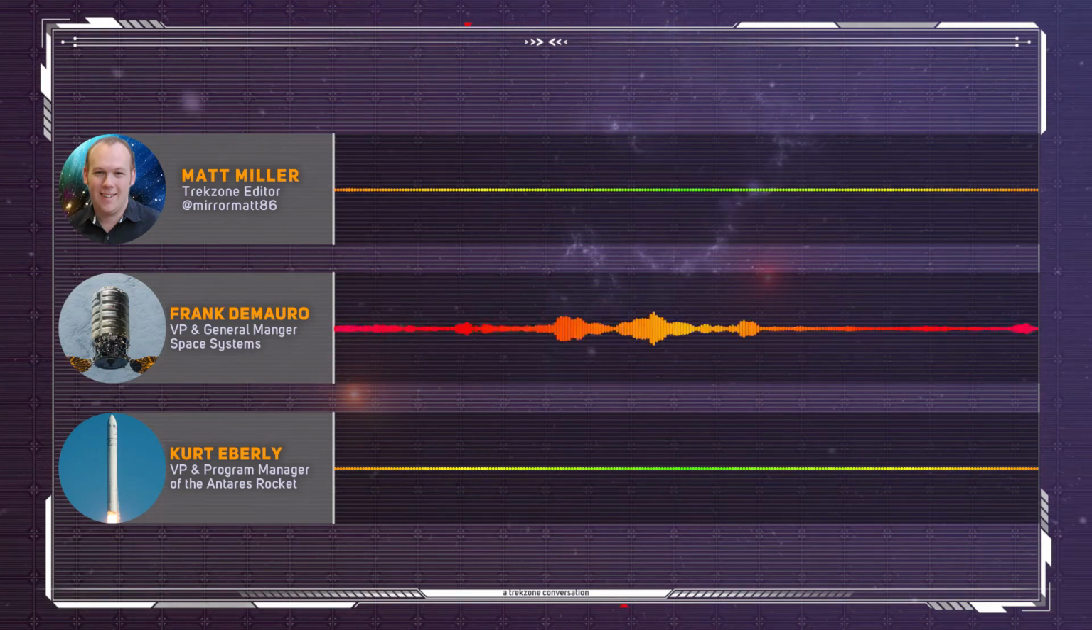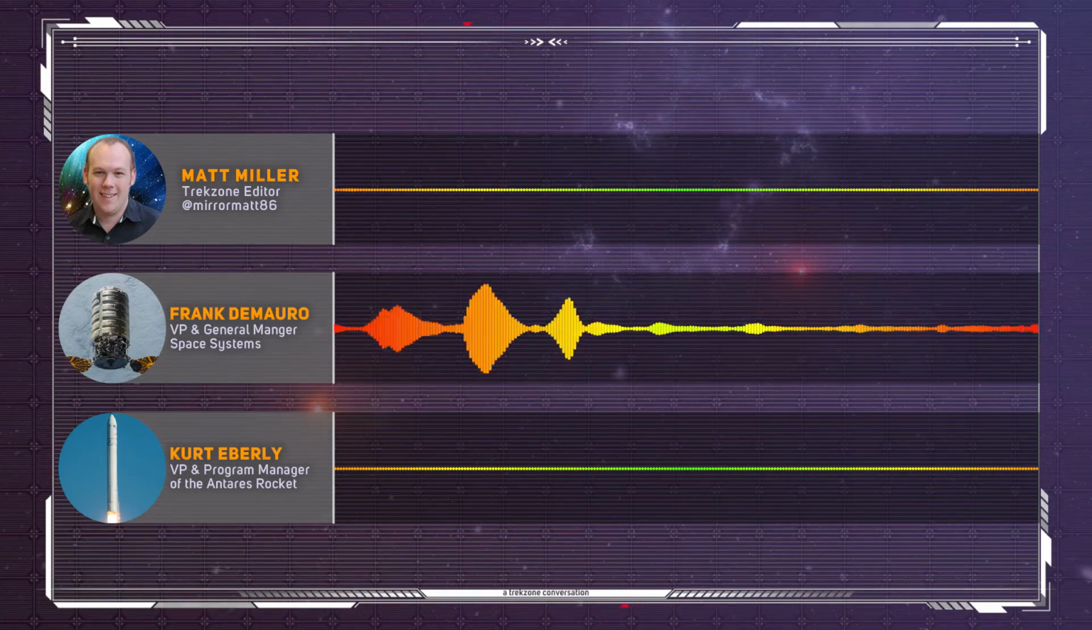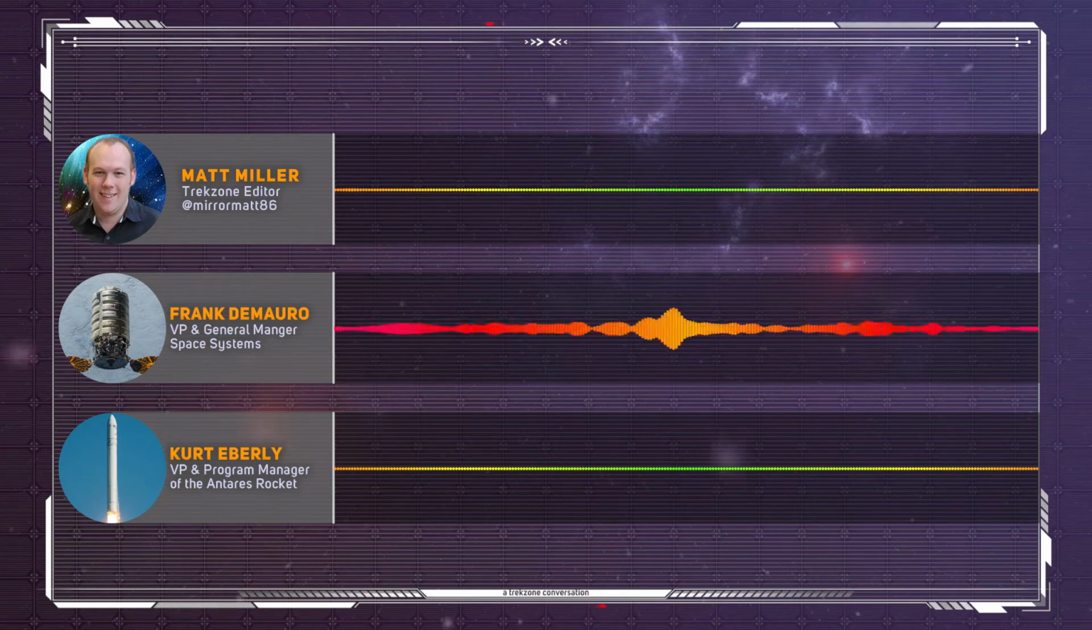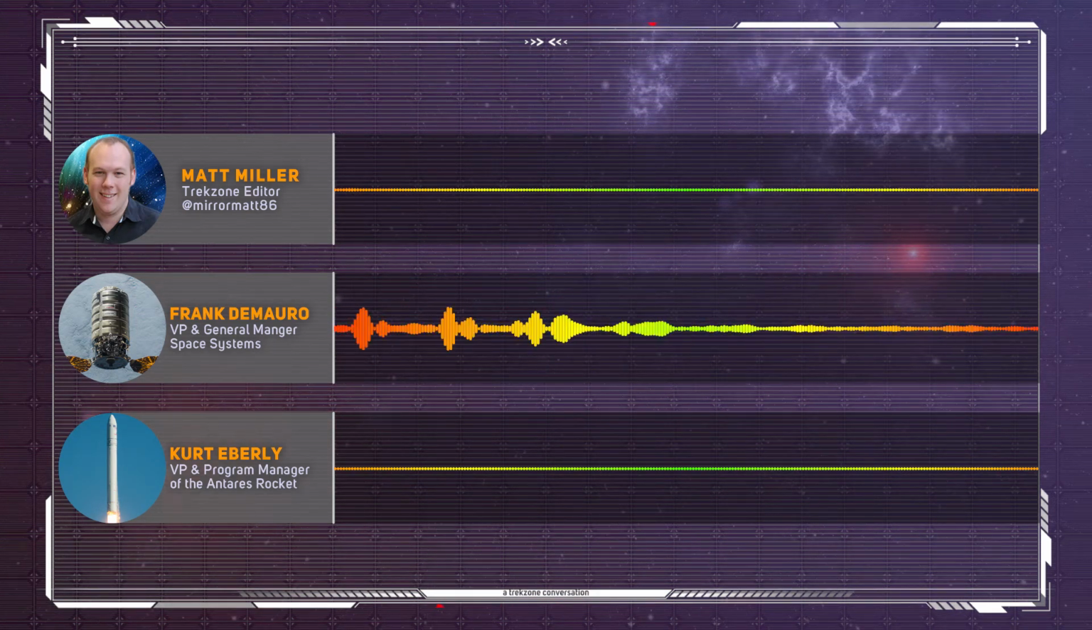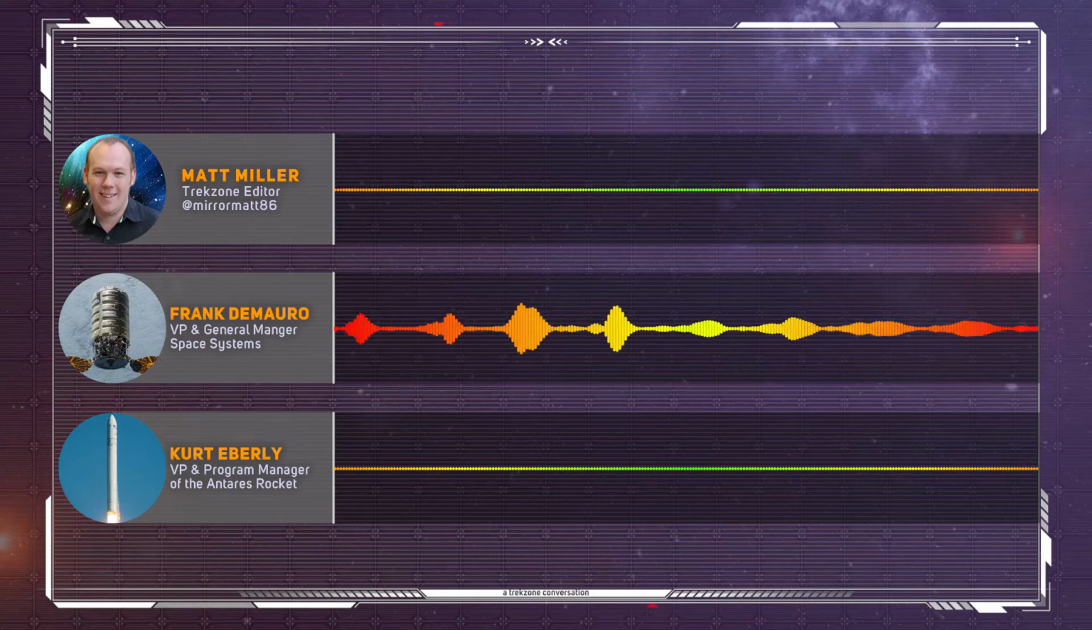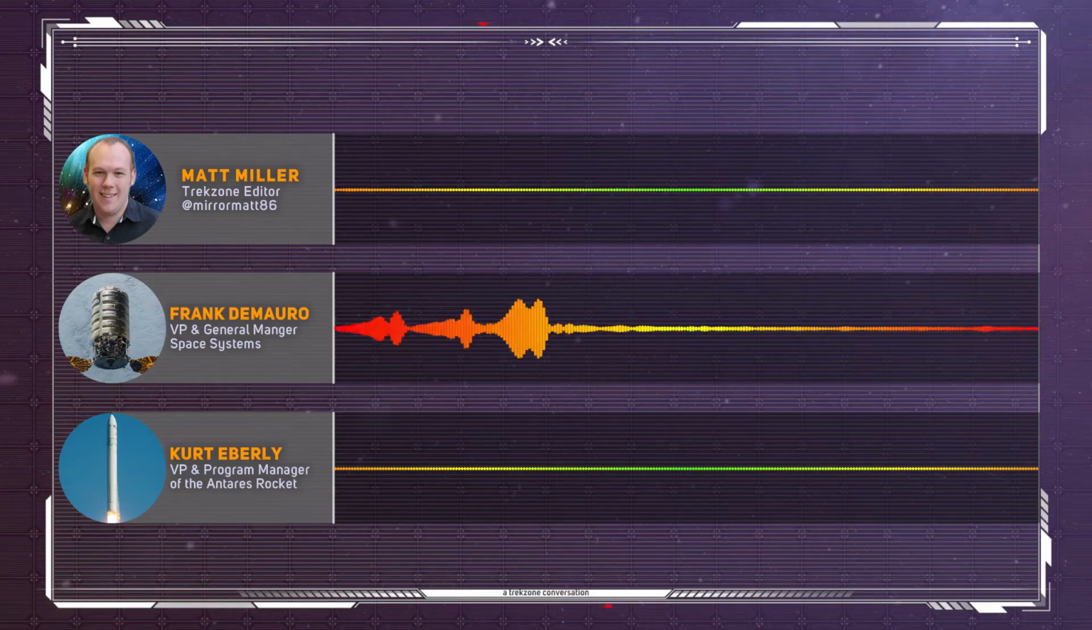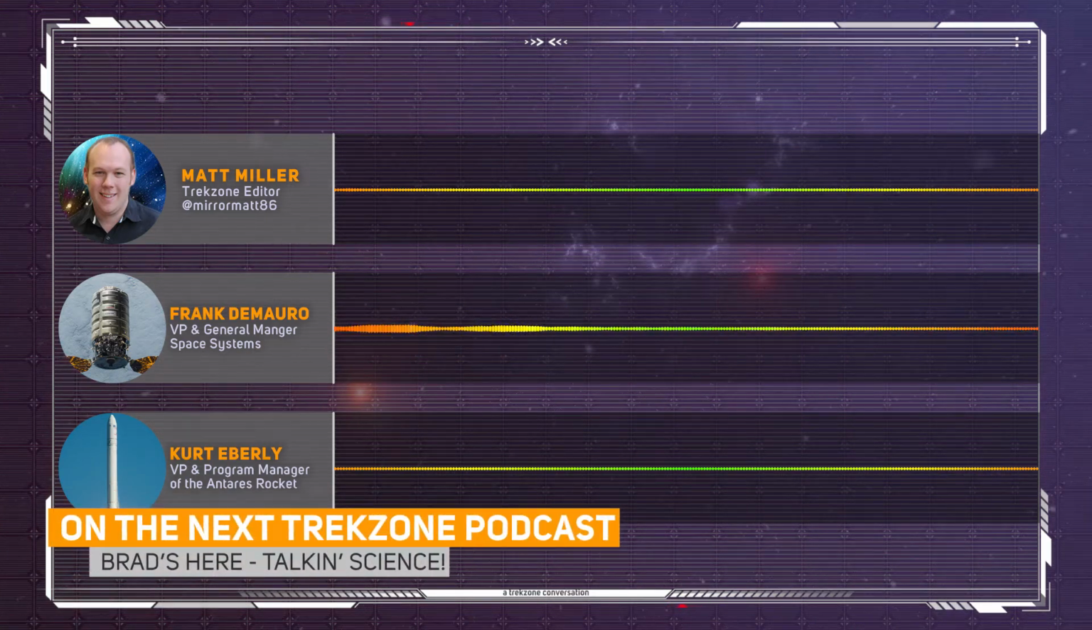So there's really been a big push on this latest upgrade of the vehicle to be more and more science friendly, give them as much information as they can along the way, and really help NASA with their logistics of operating the space station. Fantastic, gentlemen.